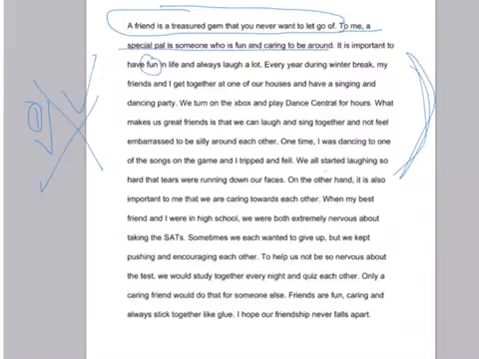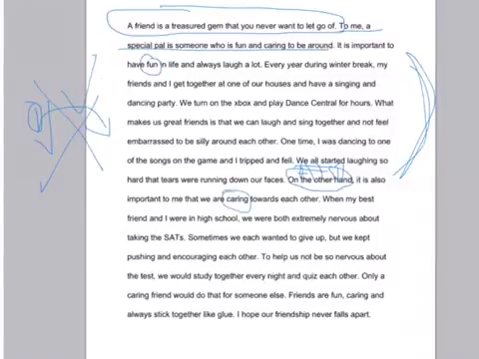And then I said, on the other hand. Now this kind of leads the reader to start thinking, oh, we're switching thoughts. We're going to a new reason. I could have also said, also, it is important, or maybe similarly, it is important. So I chose on the other hand. Either one would work. On the other hand, it's also important that we are caring towards each other.